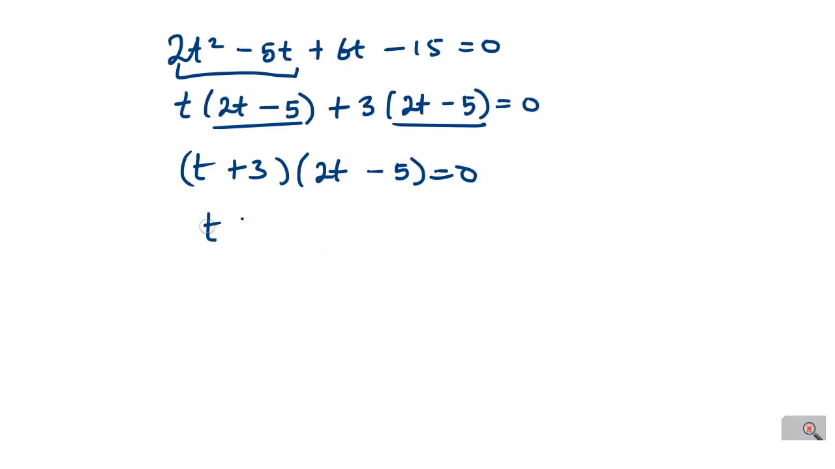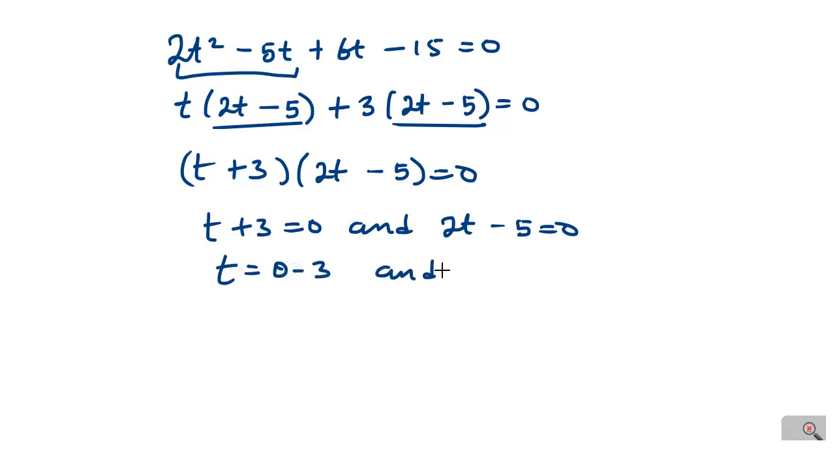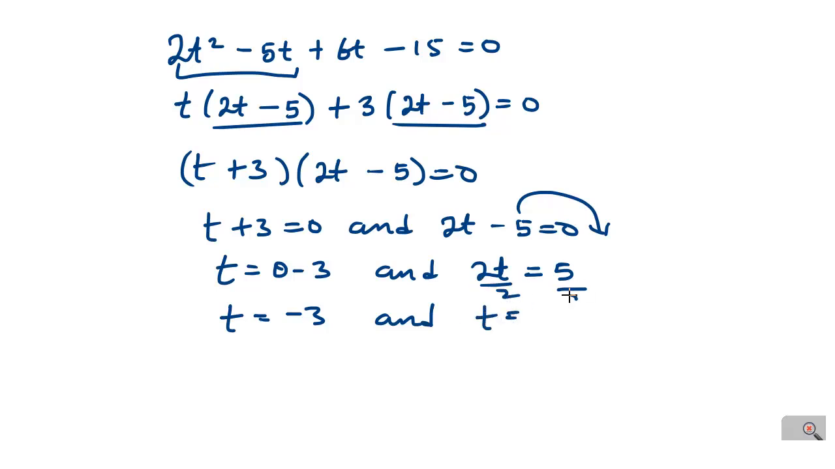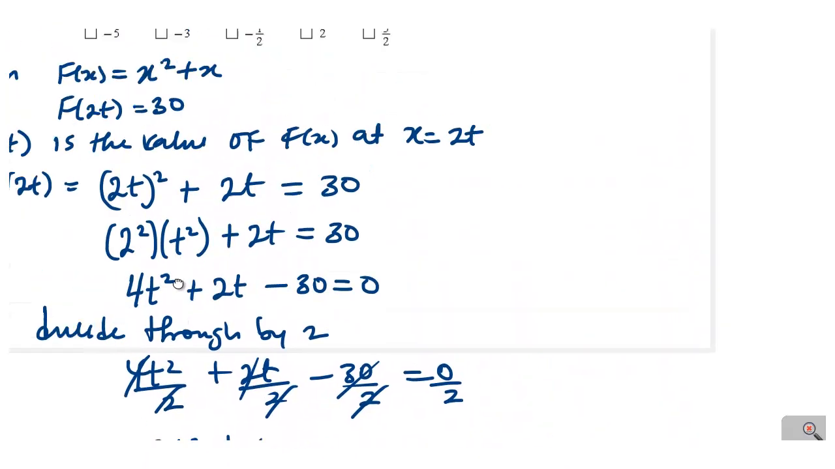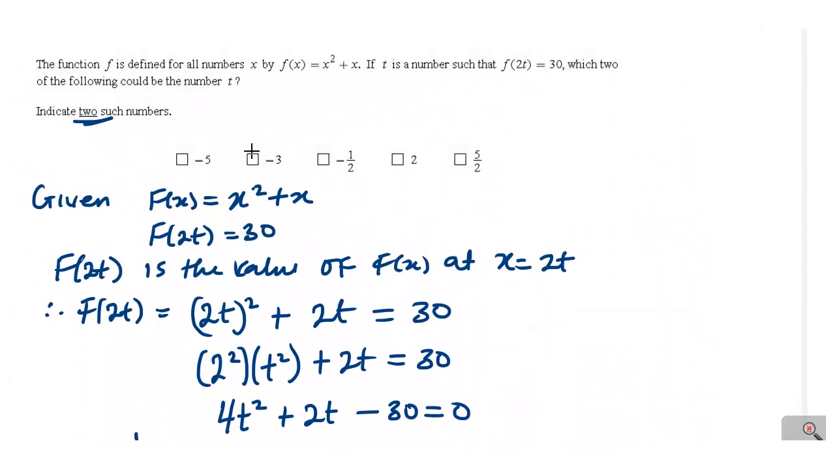We then have t plus 3 is equal to 0, and 2t minus 5 is equal to 0. So t is equal to minus 3, and also for 2t, if minus 5 comes here it becomes plus, so 2t is equal to 5. Divide both sides by the coefficient of t, which is 2, so t is equal to 5 over 2. So the value of t is minus 3 and 5 over 2.